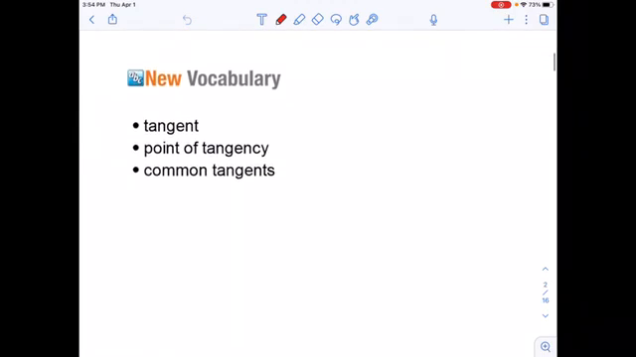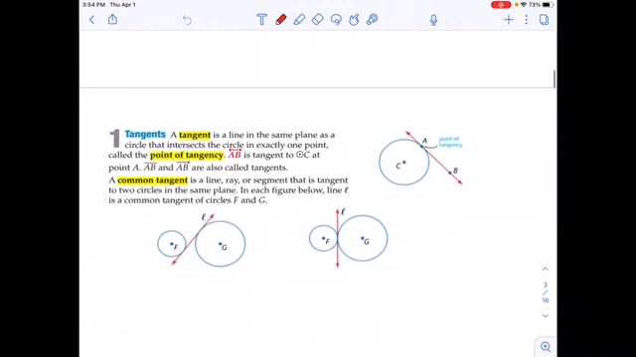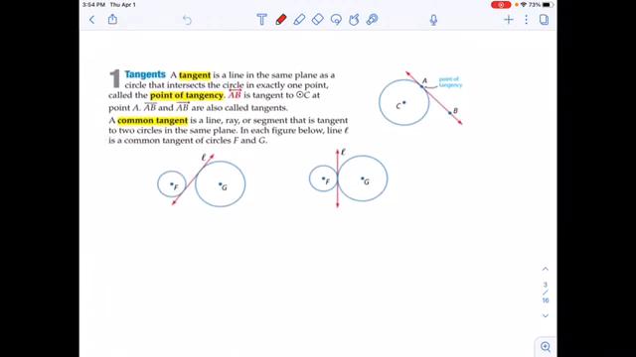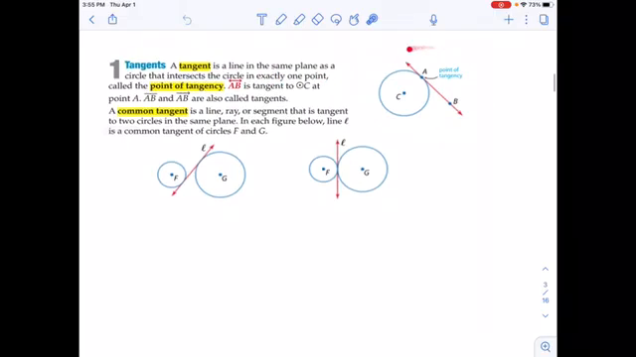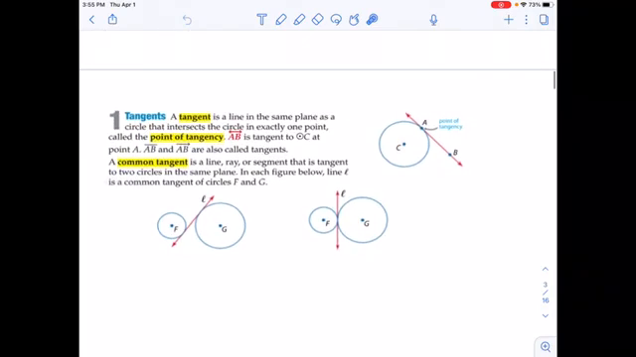So our new vocab here is a tangent, point of tangency, and common tangents. A tangent is a line in the same plane as a circle that intersects the circle in exactly one point. Over here you have this example where the line is only intersecting the circle at one point. Sometimes on our pictures it looks like it's touching in more than one point, but it only touches in one point and the other ones are just really close to it.